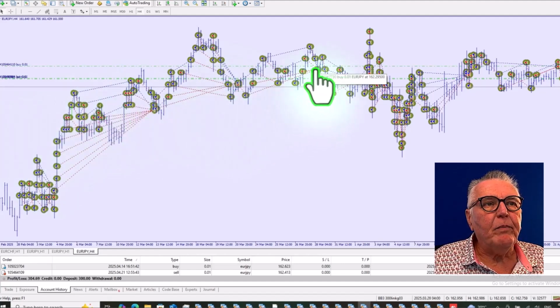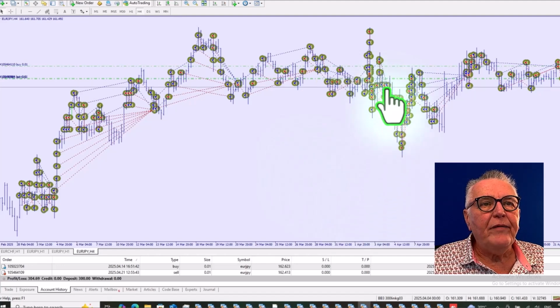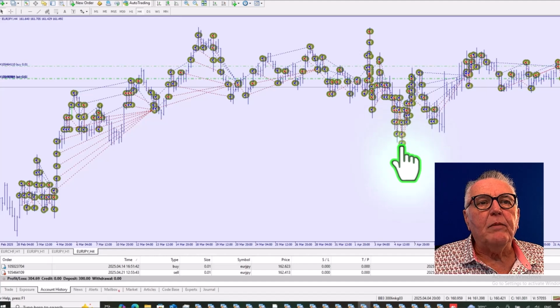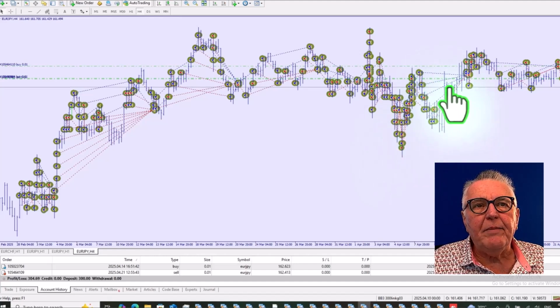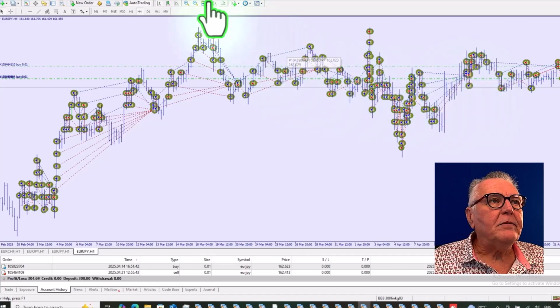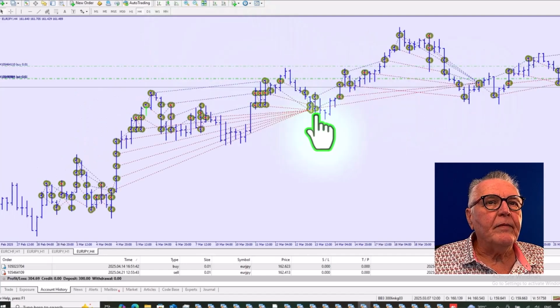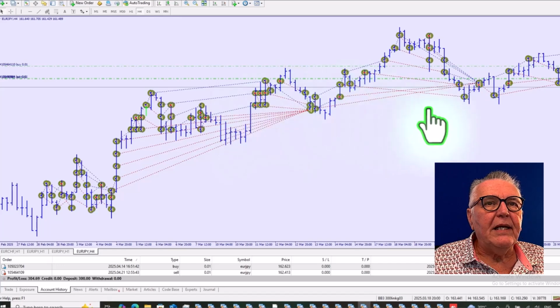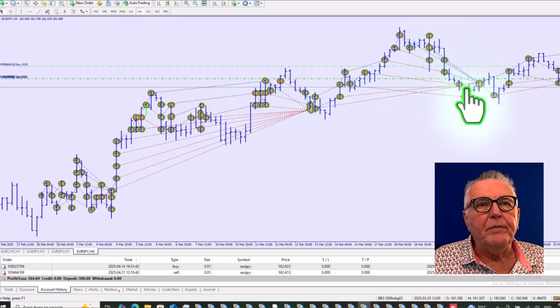There's another basket closure over there, and it's not very clear here, but there's a whole number of basket closures. There's clearly a basket closure where all those lines go into one. Let's make it a little bit bigger, and you can see the basket closures a little bit easier.